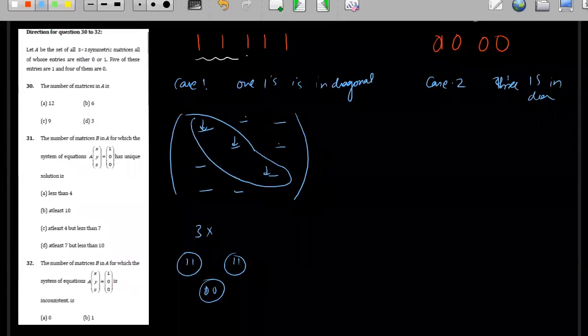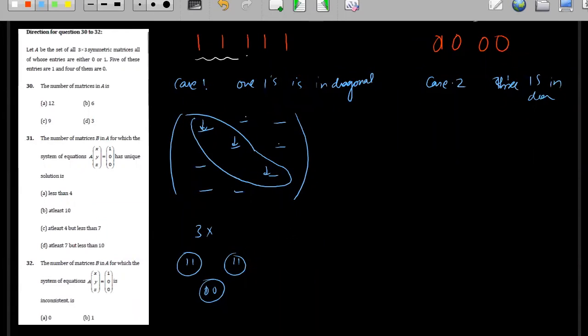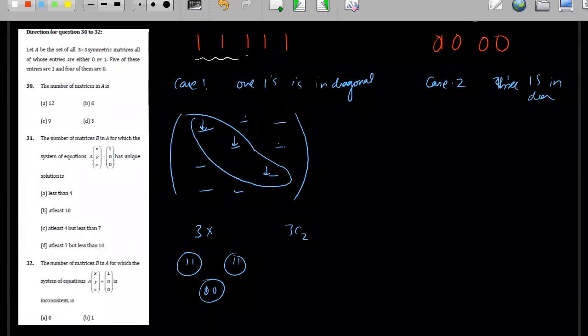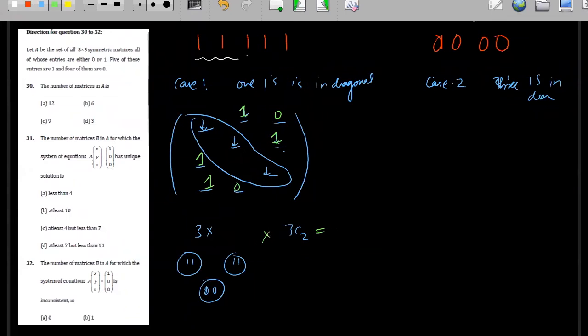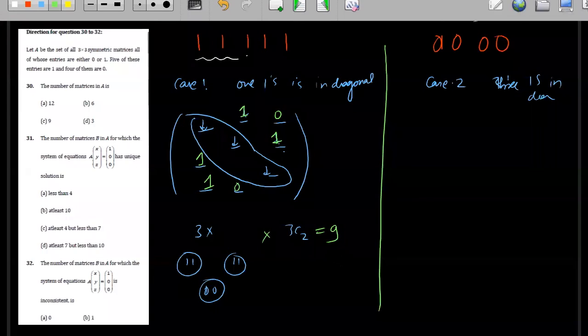In these 3 places you can choose any 2 places to fill 1. So how many options? 3 C 2. Suppose you have chosen this one and this one. So here you will fill with 1. If you are filling 1 here, this place will automatically be filled with 1, and 0 automatically will be 0. So 3 C 2. So the total number of cases is 9.